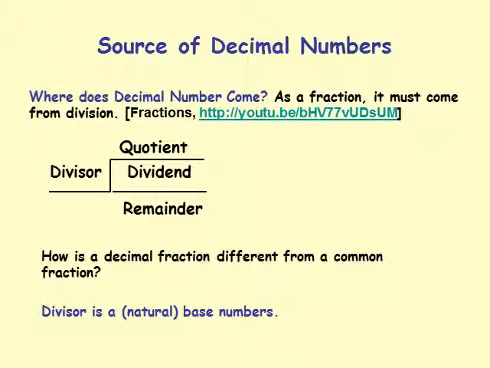Okay, let us continue here. So the divisor is a natural base number. The difference is that the divisor in the fraction was any number we can think of, and here the divisor is a natural base number. Those are numbers like 1, 10, 100, 1000, and on the fractional side it is 0.1, 0.01, 0.001.